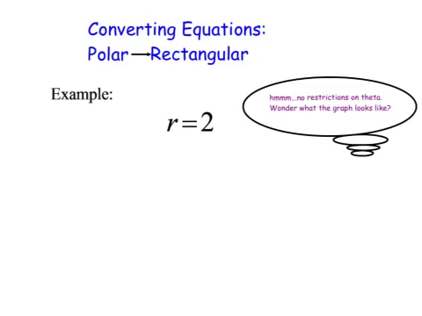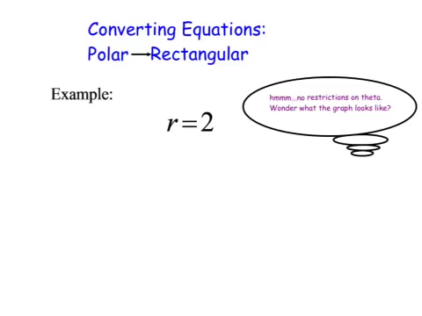Now, I have r equal 2, and I know I need x's and y's. So I have two relationships that tie those together. Tangent involves x, y, and r, because tangent of theta would be y over x. But that's going to introduce a theta, which I don't want to do. I also know that x squared plus y squared equals r squared. This is probably my best bet considering I want to completely eliminate my r's and my thetas.